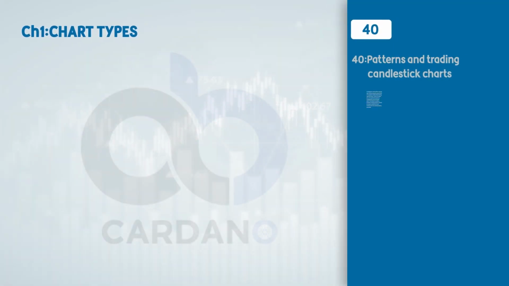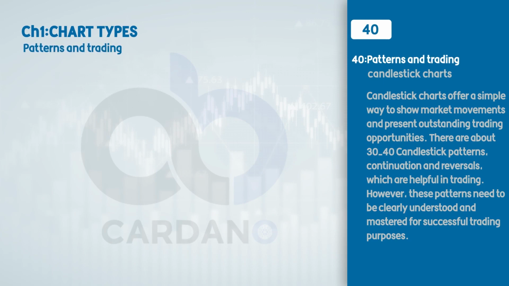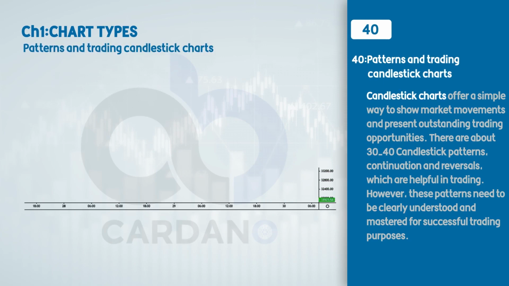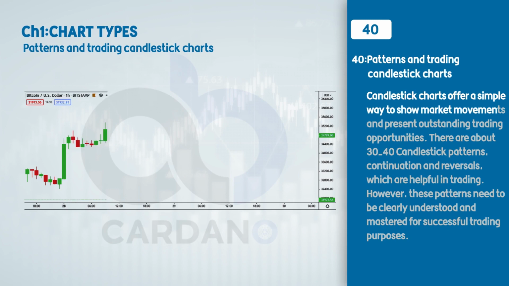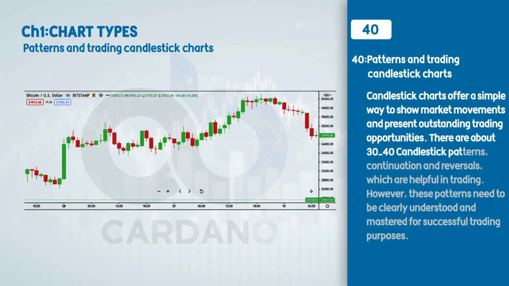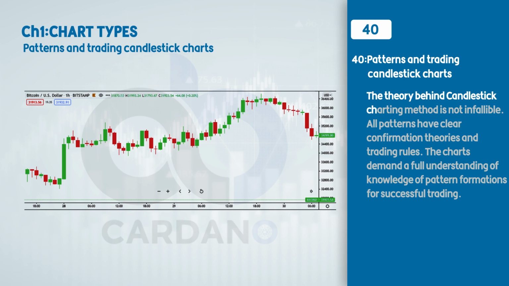Now let's go to point number 40. Patterns and trading candlestick charts. Candlestick charts offer a simple way to show market movements and present outstanding trading opportunities. There are about 30 to 40 candlestick patterns, continuation and reversals, which are helpful in trading. However, these patterns need to be clearly understood and mastered for successful trading purposes. The theory behind the candlestick charting method is not infallible. All patterns have clear confirmation theories and trading rules. The charts demand a full understanding of pattern formations for successful trading.